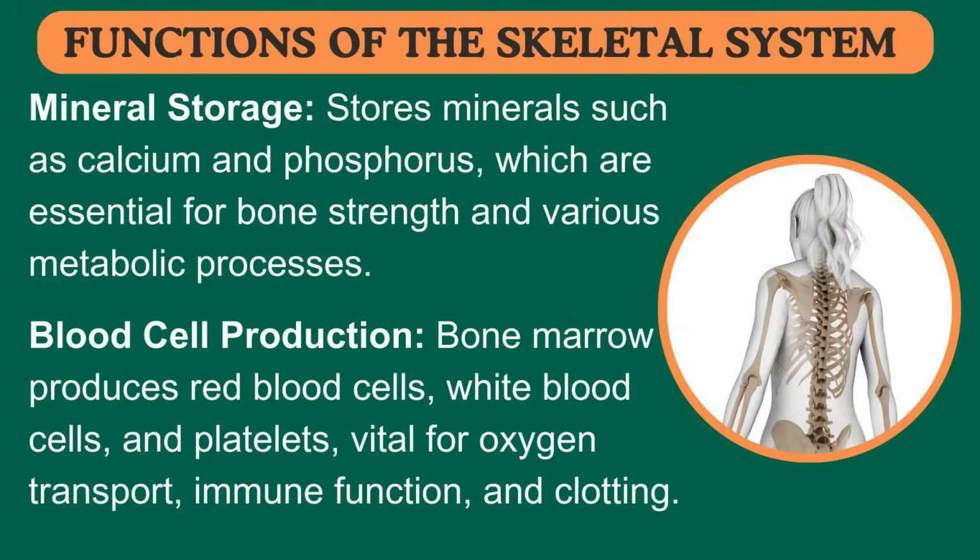Fourth is for mineral storage. It stores minerals such as calcium and phosphorus, which are essential for bone strength and various metabolic processes. And lastly, is for blood cell production. Bone marrow produces red blood cells, white blood cells, and platelets, vital for oxygen transport, immune function, and clotting.